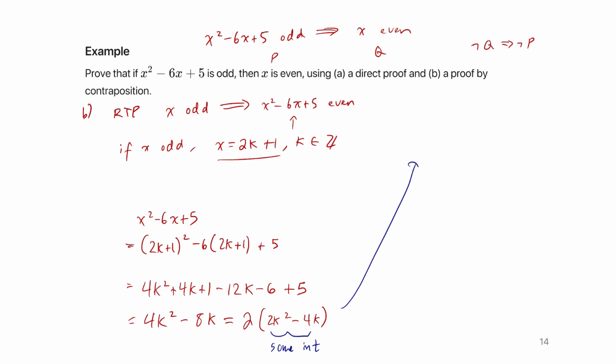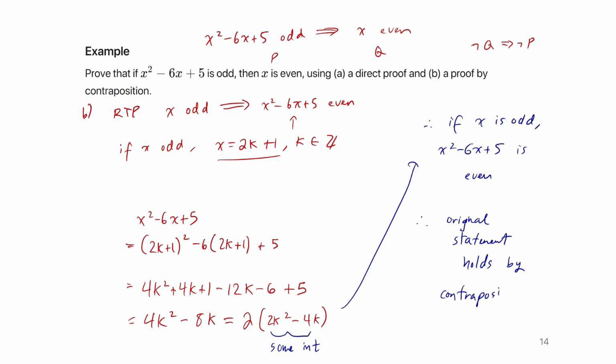Therefore, if x is odd, we can say that x squared plus 6x plus 5 is even. And therefore the original statement holds by contraposition. Let's recap. What did we do? We wanted to show that if this quantity is odd, then x is even. What we did was we said, let's instead prove the contrapositive. So instead we assume that x is odd and show that the quantity is even. We reversed it, and that makes it significantly easier.